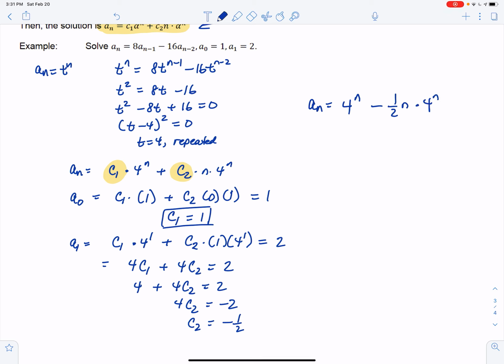And sometimes what I do when the same term comes up twice, that 4 to the n, I factor it out. So it's 4 to the n times 1 minus 1/2 n. And that is sometimes just easier to look at. So there is our solution to that recurrence. So in other words, if I have something that is following this recurrence, I can use this formula to find any term I want to. So I don't need to know what A9 and A8 are to find A10. I can use my formula right here.